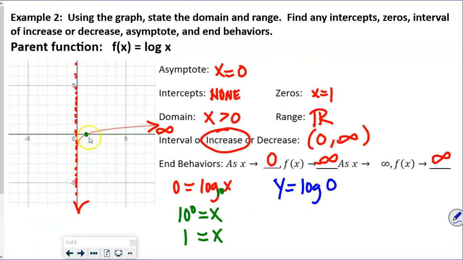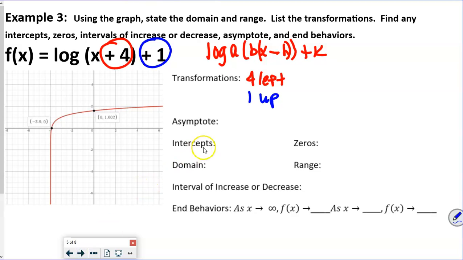If we look back at our original parent graph here, you should be able to very clearly see that this graph was right there on the y-axis, right? So what happened to it? It moved 4 to the left and it moved 1 up. You see that? Or 1 up, sorry. So now we're going to talk about our asymptote. This time our asymptote is over here, right? So our asymptote is going to be what? This time it's going to be x is equal to negative 4. And that means our asymptote is connected to our h, okay?